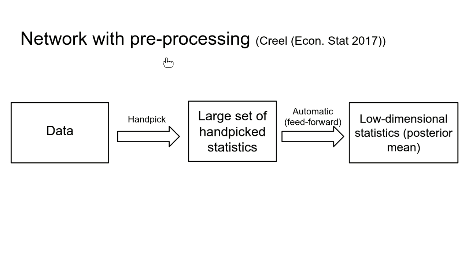And this idea can also be used with a feed-forward network. So this is what was done by Creel. It's almost the same setting: we have our data, we set up a large set of handpicked statistics, and then again we have this automatic regression model to obtain a low-dimensional set of statistics. But in this case the automatic regression model will be a feed-forward network, so we have a more expressive regression model than if we just use linear regression.